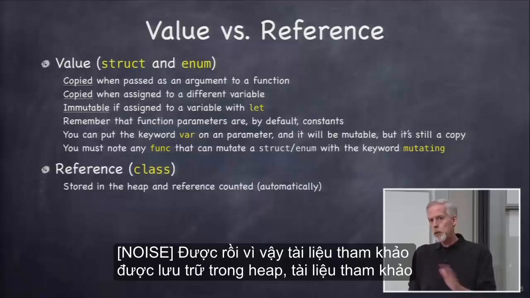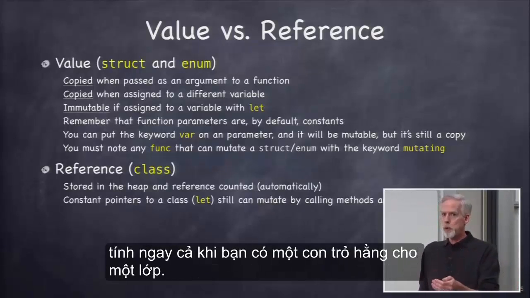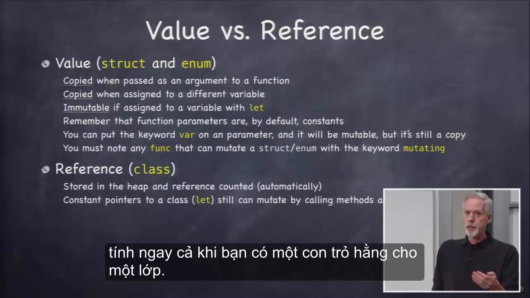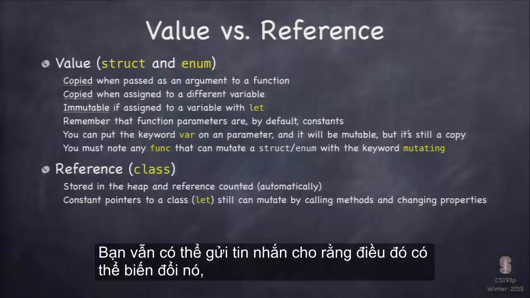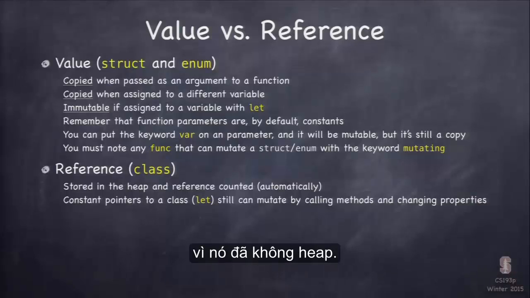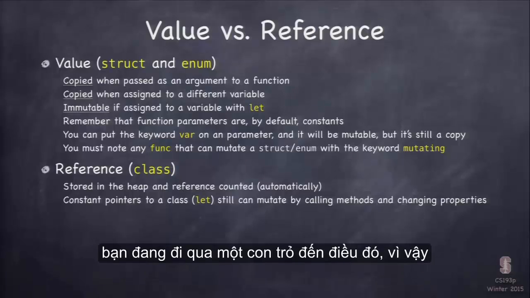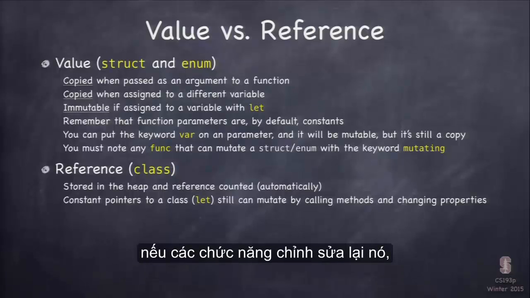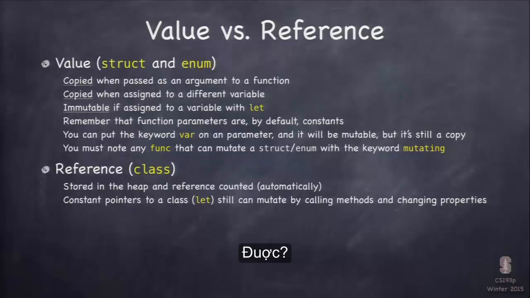So reference types are stored in the heap and reference counted. Even if you have a constant pointer to a class, let something equals the class, you can still send messages to that thing that can mutate it because it's in the heap. So you have a pointer to it. And when you pass it to a function, you're passing a pointer to that thing. So if the function modifies it, it's modifying the thing back where it was called.